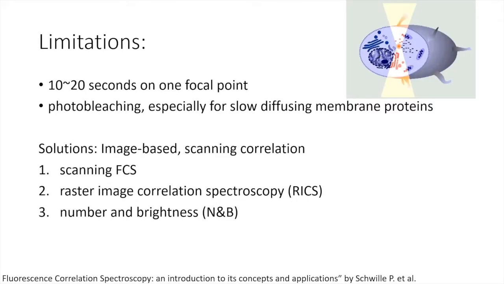And the limitation of FCS is that it only looks at one focal point for 10 to 20 seconds. So it's really hard to study the whole information from the entire cell. That's why people are developing image-based correlation. So today I'm going to talk about number and brightness more specifically.